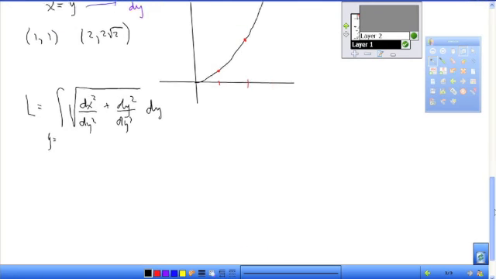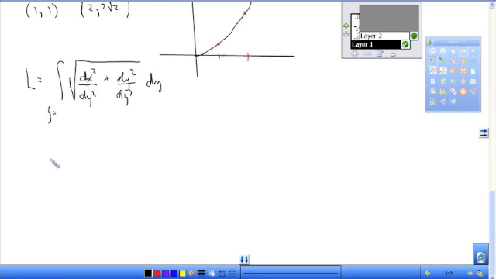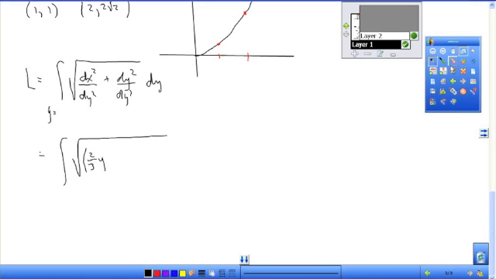So when I actually start to compute this problem, I'm going to have the definite integral, and this time dx over dy squared is going to be 2/3 y to the negative 1/3. Hold on a minute. So dx over dy quantity squared is 2/3 y to the negative 1/3 quantity squared, plus dy squared over dy squared is 1 times dy. And this time I'm going to use y bounds, and my y bounds are going to be from 1 to 2 square roots of 2.